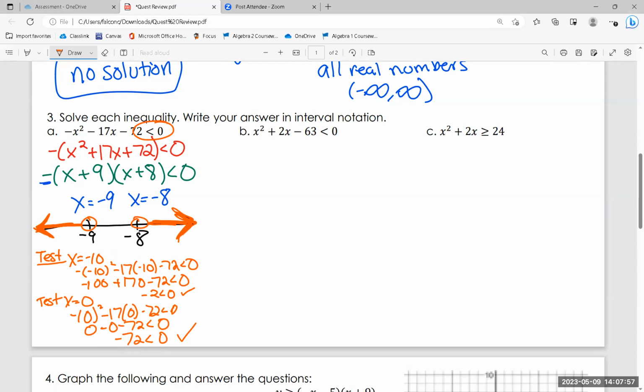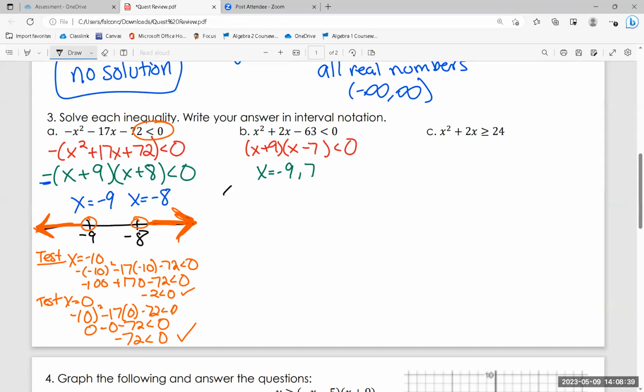Yeah. All right, so let's do part B now. This one doesn't have a good GCF or anything, so I'm going to go ahead and factor. So we think of two numbers that multiply to be -63 and then add to be +2. Now, one will be negative, one will be positive because we're multiplying to be a negative number. So I'm thinking 9 and 7, and probably +9, -7. All right, so our two answers will be -9 and +7.